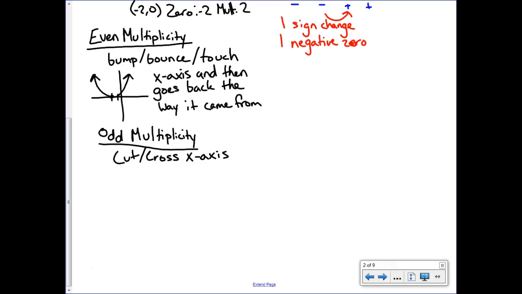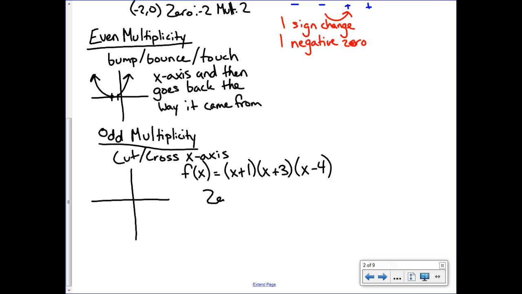So let's say we have f of x is equal to x plus 1, x plus 3, and x minus 4. Well, if I sketch that over here, my zeros are -1, -3, and a positive 4. So I'm at -1, -3, and positive 4.